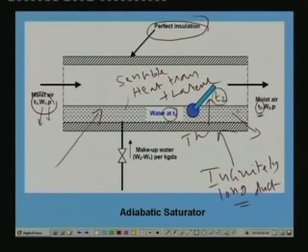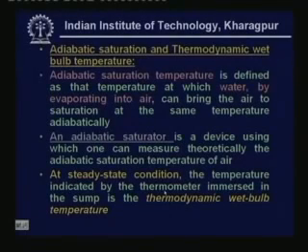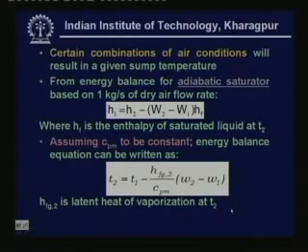Of course, during this process water evaporates. To take care of that, we have to continuously supply some makeup water. So this kind of device is called an adiabatic saturator. At steady state, the temperature indicated by the thermometer immersed in this sump is the thermodynamic wet bulb temperature. That means the thermodynamic wet bulb temperature is nothing but the temperature indicated by a thermometer which measures the water kept in the sump of this infinitely long duct.